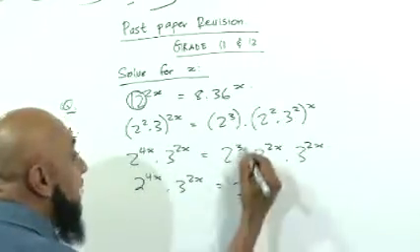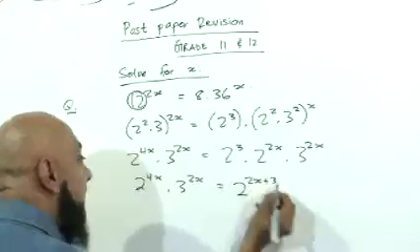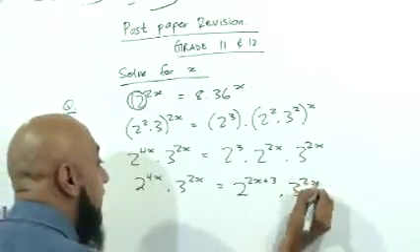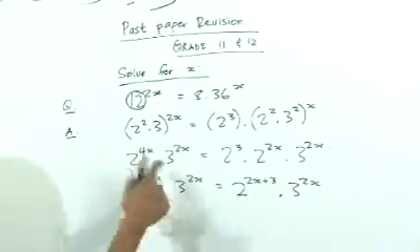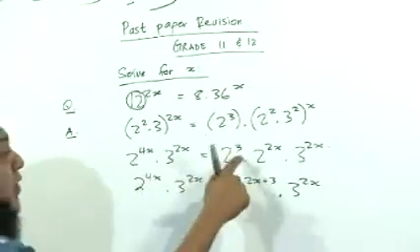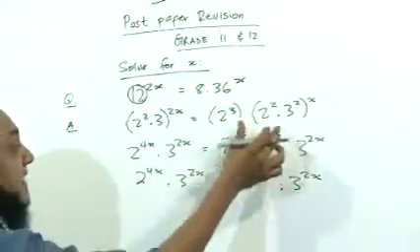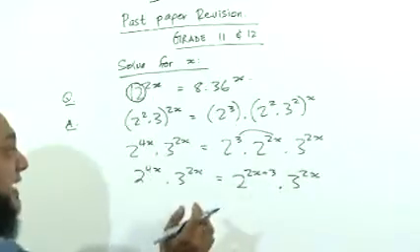So this is 2 to the power 2x plus 3 times 3 to the power 2x. Right? We can see what we've done here. We've collected our like terms. Bases are the same, I add the powers. That's why I get that.